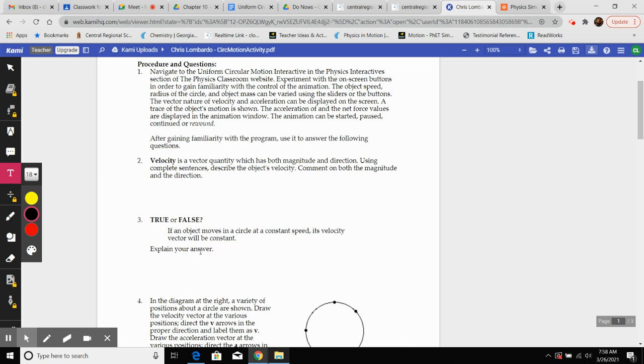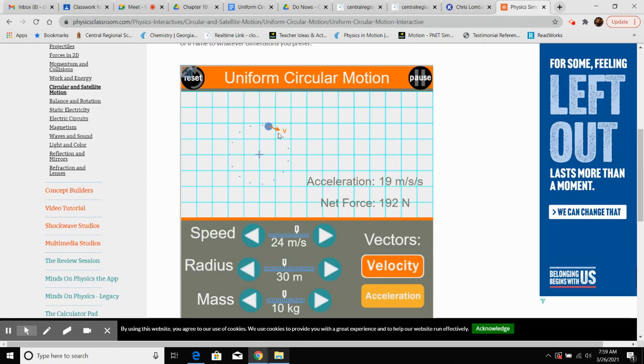Now, number 3, if an object moves in a circle at a constant speed, its velocity vector will be constant. And then you explain your answer. Well, again, I would say that the magnitude of the vector didn't change because the speed didn't change, but the direction was constantly changing. So that is pretty much what this is showing.